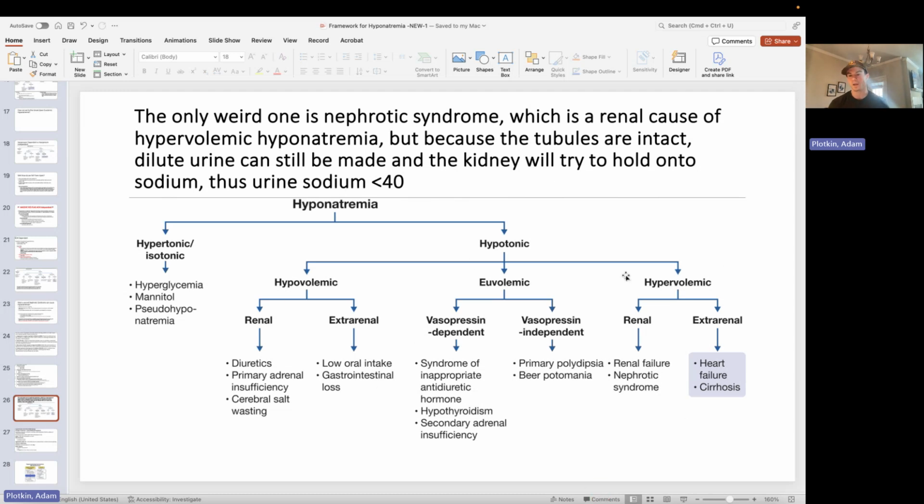Remember, the weird one in hypervolemia: the renal causes are renal failure and nephrotic syndrome, but in nephrotic syndrome, the tubules are normal, so the urine sodium should be less than 40, just like heart failure and cirrhosis. In renal failure, the urine sodium is usually greater than 40 because the tubular systems malfunction.